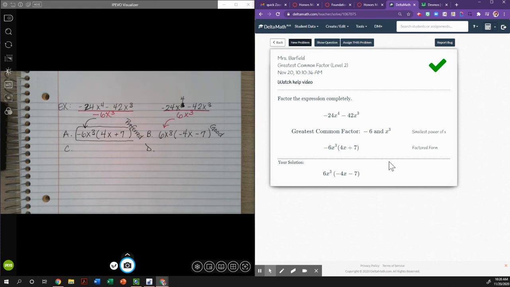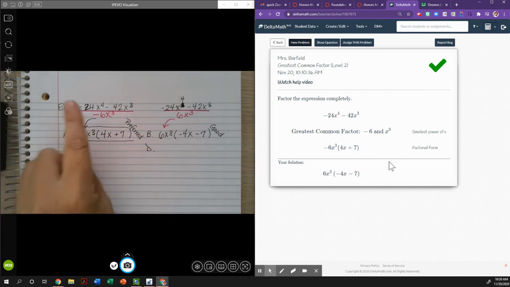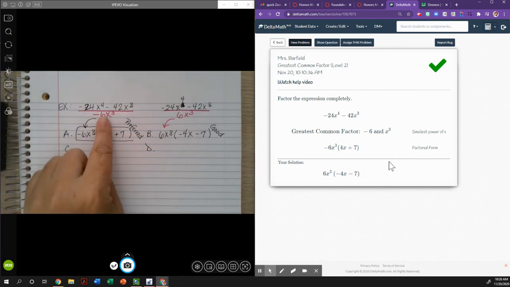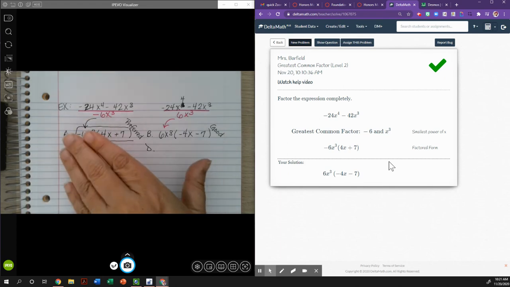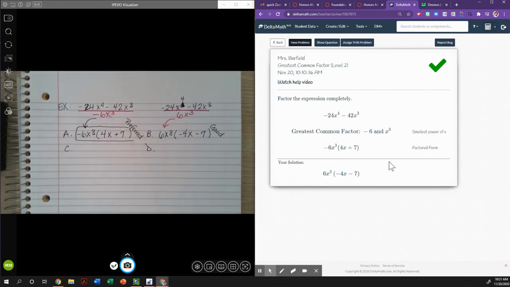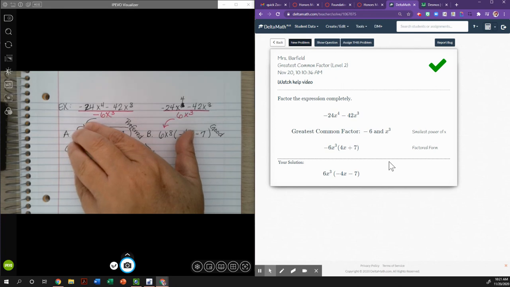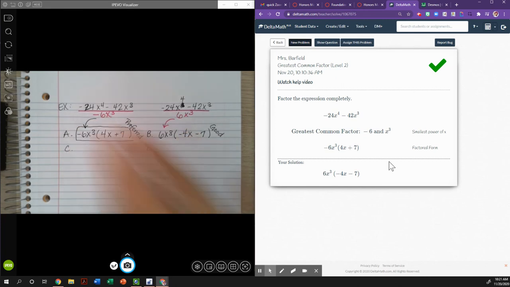So that's all you're going to be doing in level 2. So remember, if the first term is negative, it's good practice to divide by a negative number. But all you're doing is taking your skills from level 1 and putting them into the same problem. All right, good luck.